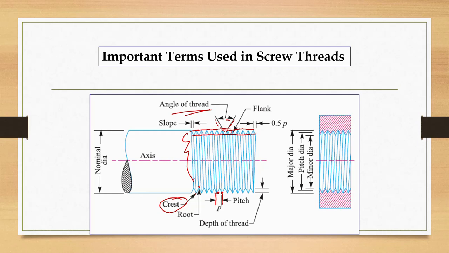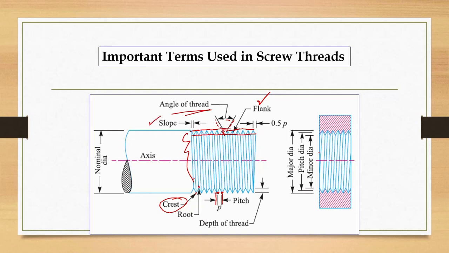Then we have the flank. Flank is generally the inclined part of the thread. It could be small, it could be large. And slope is the slope in particular. So flank is the qualitative description, which means flank is the area at which the slope is there, and slope is the value. What is the value of the slope?